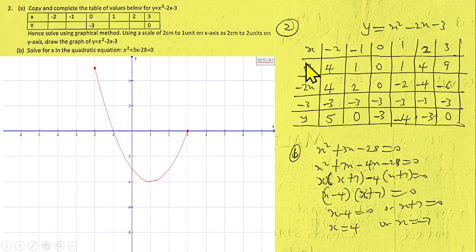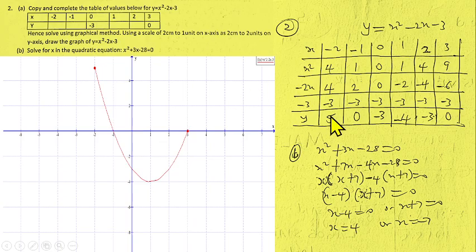So you can now start plotting. When x is minus 2, which is here, y is 5, so 5 is in the middle of 4 and 6, so an asterisk will be here. When x is minus 1, which is here, y is 0, so an asterisk will be here on the x-axis where x is minus 1. When x is 0, which is on the y-axis, y is minus 3. This is minus 2 here, this is minus 4, so minus 3 should be in the middle, and an asterisk should be here.